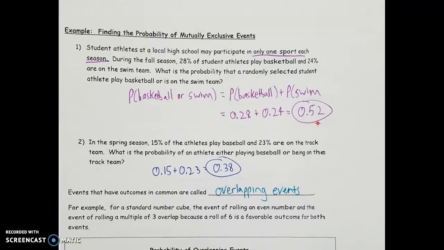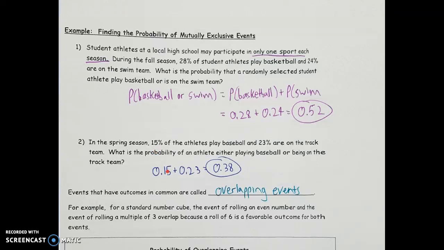I just left that as a decimal. Same type of question is next. We're again told that I can only be in one sport at a time. So if 15% of athletes play baseball and 23% are on the track team, if I want to find the probability of an athlete either playing baseball or on the track team, that'd be another example of mutually exclusive events that I can add together.